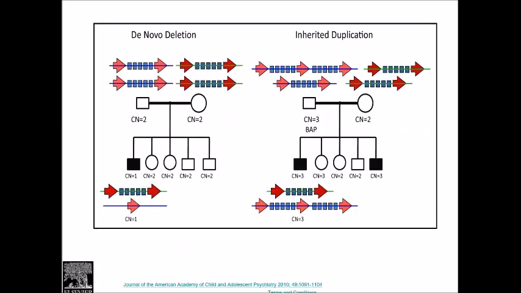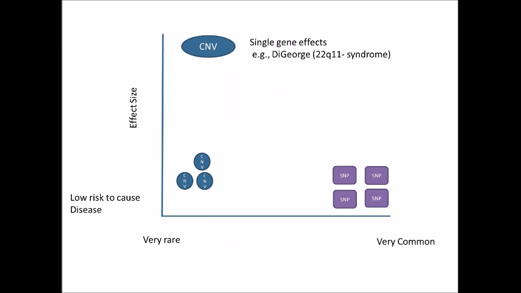All right, so here's just another example: de novo deletion on the left and inherited duplication on the right. Now, this is very important to wrap your mind around. On the x-axis, we have how frequent the genetic mutation or variation is. So SNPs are very, very common, so they're at the far right. Now, on the y-axis, we have the effect size: how likely is it that the genetic variation will cause the disease? Well, you can see for SNPs, it's very low. Each SNP only contributes a tiny amount of the risk.